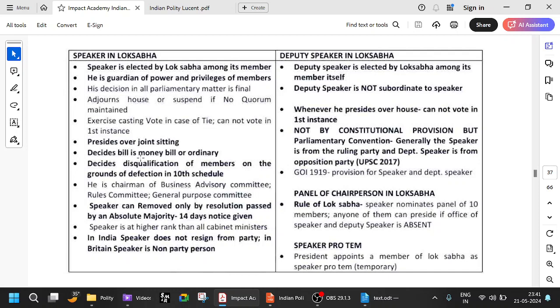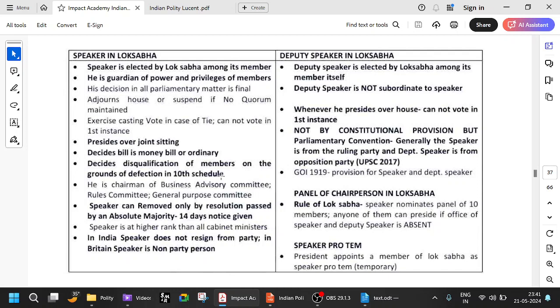He presides over the joint sitting. He decides whether the bill is a money bill or an ordinary bill, Article 110. And he decides disqualification of members on the grounds of defection in the 10th schedule. So this is very important. The anti-defection law, 10th schedule, whether a particular member can be disqualified or not, the speaker will decide.